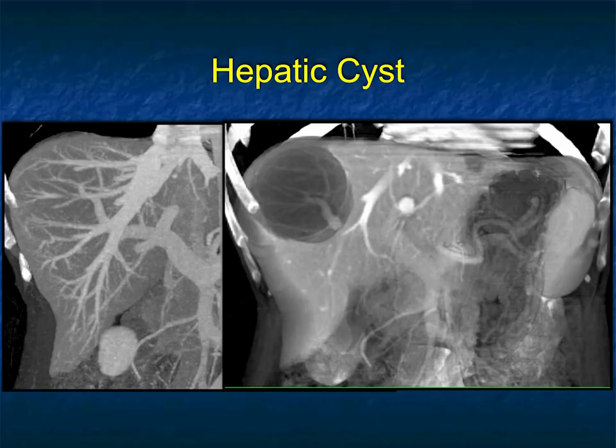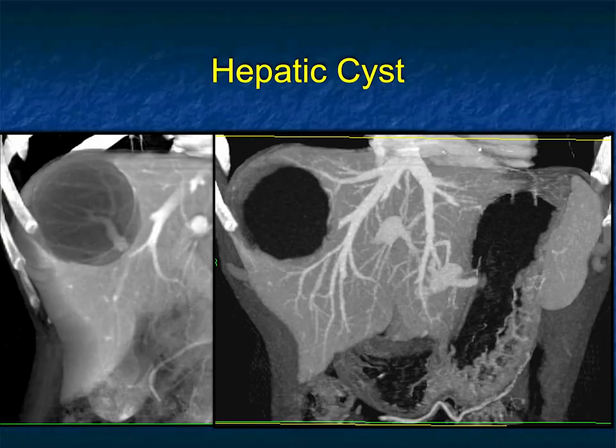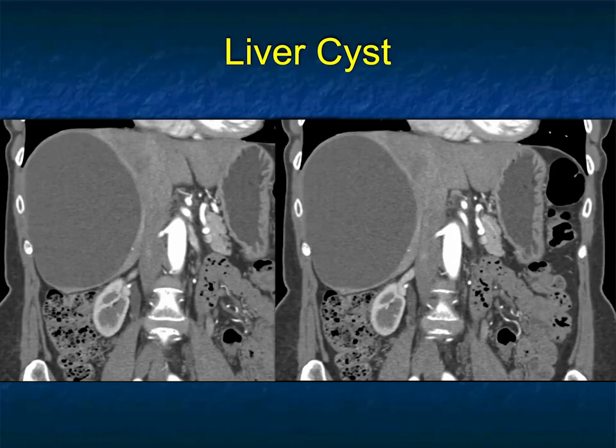Hepatic cysts can have mass effect. When they get large enough, they can displace vessels, as in this case, but they do not cause any irregularity of vessels. On the arterial side, there's no neovascularity, and typically, even when they're large, hepatic cysts do not cause problems for the hepatic veins or portal vein any more than simply displacing the vessels.